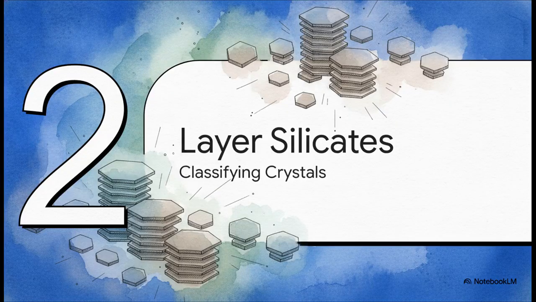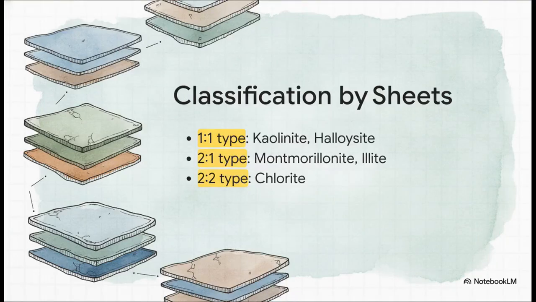Section 2. Classifying the crystals. Now that we know the basic sheets, how do they actually stack up to form crystals? Well, based on the sequence of these sheets, silicate clays fall pretty cleanly into a few main categories. You've got the 1-to-1 type, like kaolinite and halloysite, then the 2-to-1 type, which includes montmorillonite, illite, and vermiculite, and finally the 2-2 type, represented by chlorite.